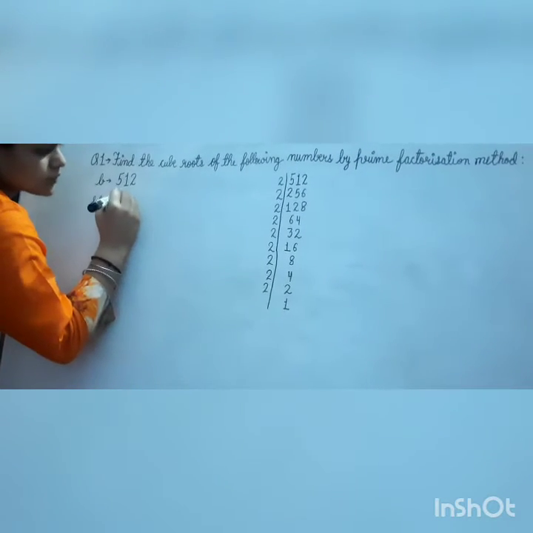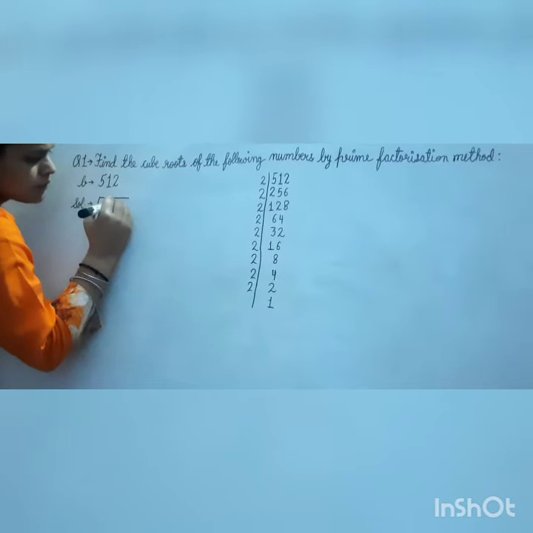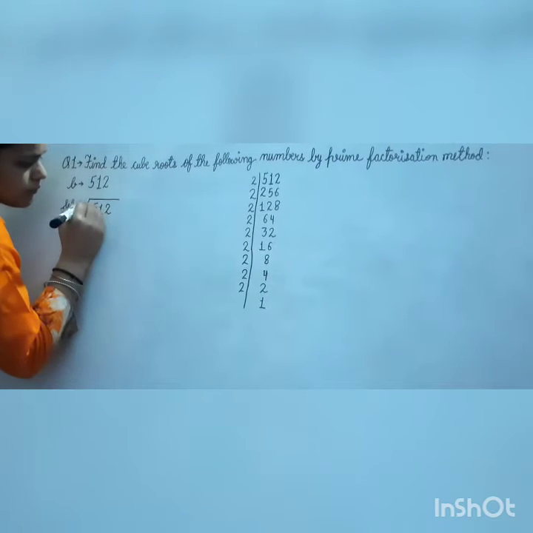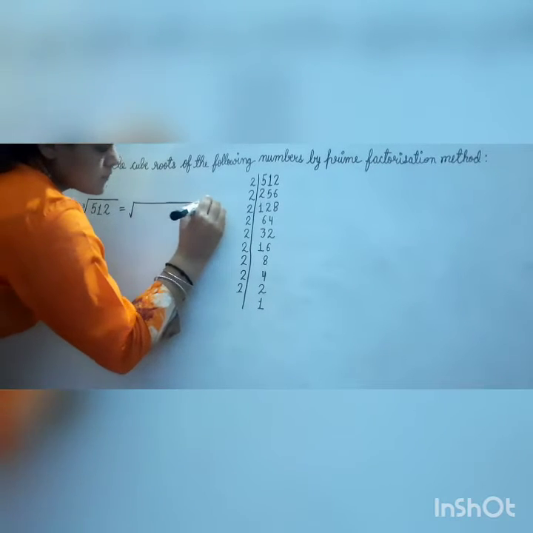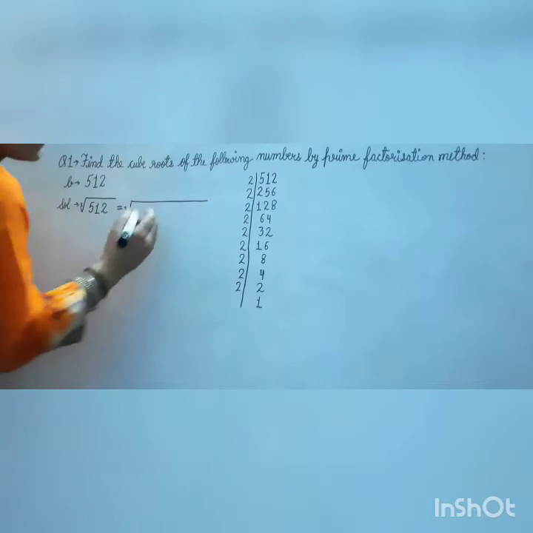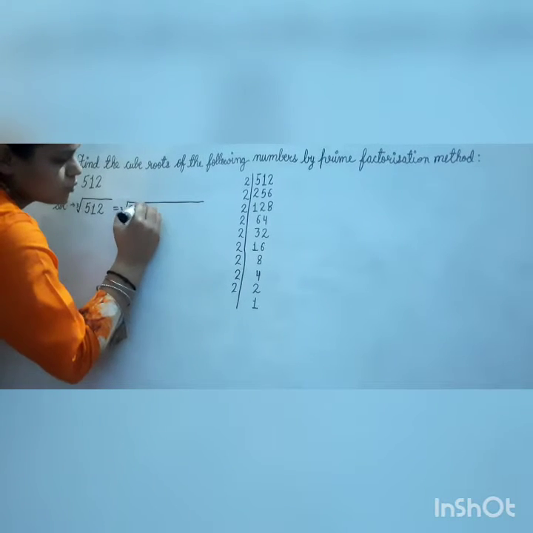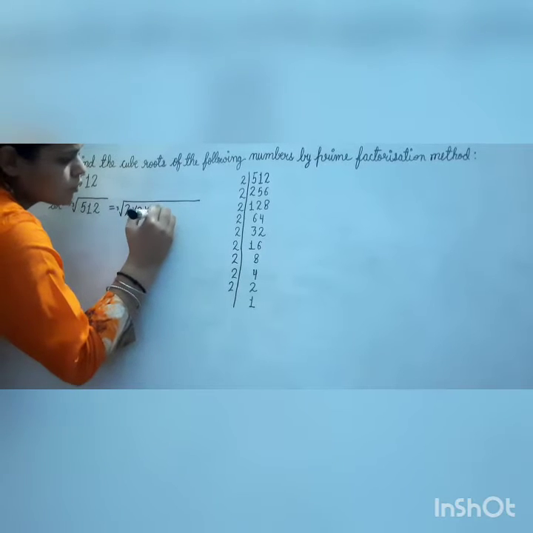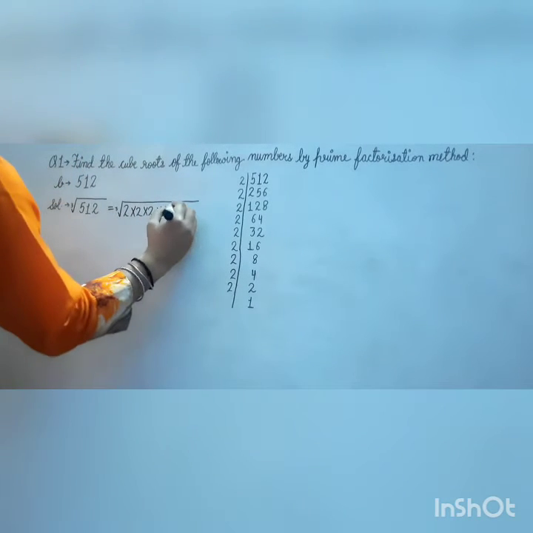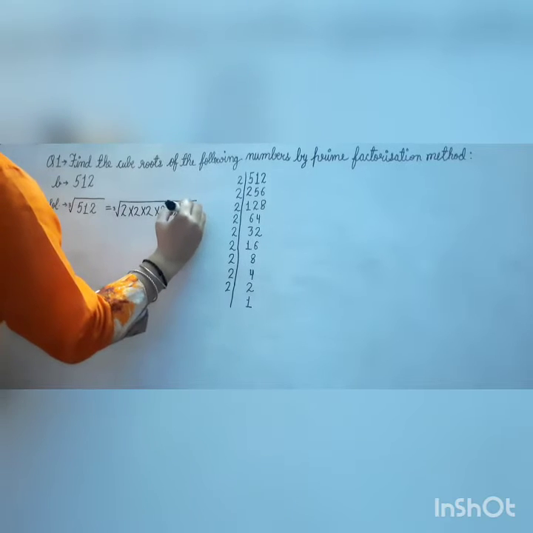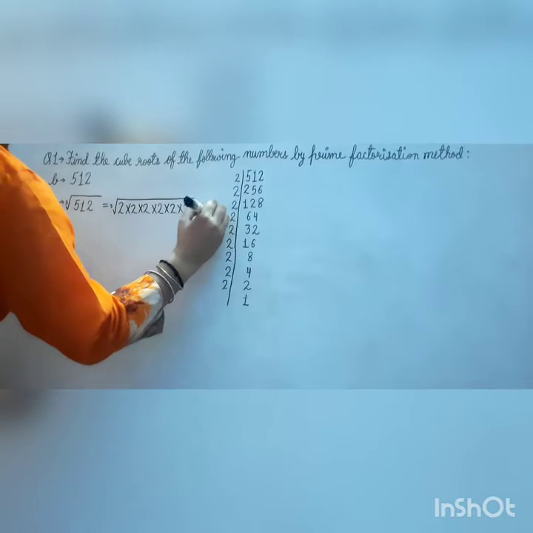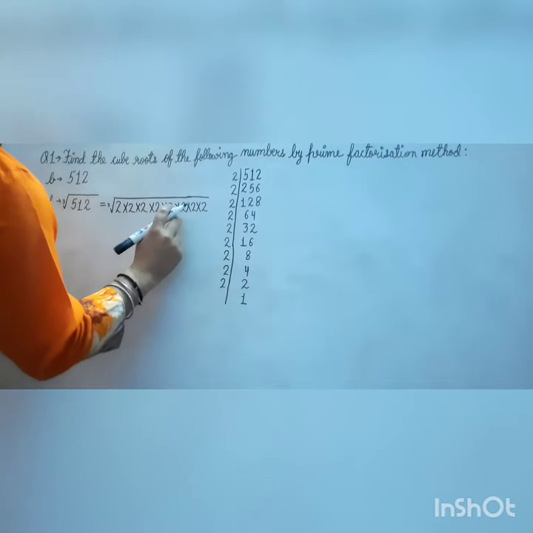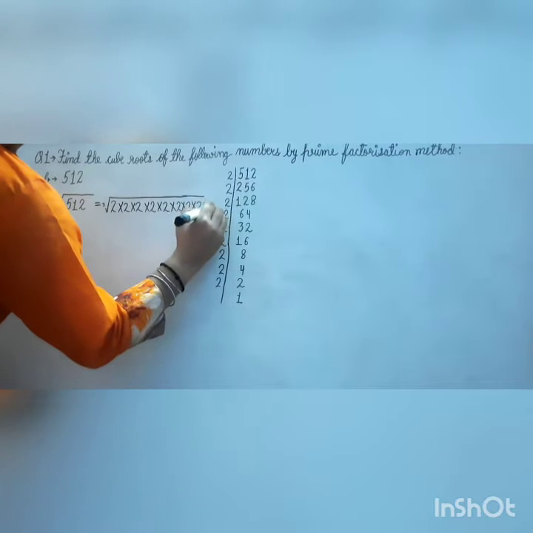Okay. You will write 512 is equals to 2 multiply 2 multiply 2 multiply 2 multiply 2 multiply 2 multiplied 2 multiplied 2 multiplied 2.